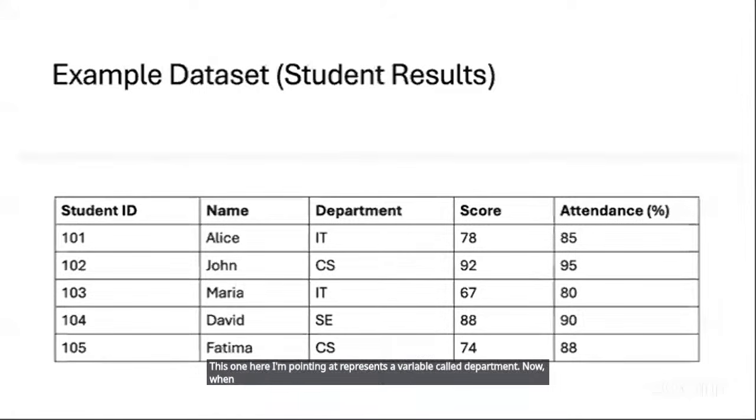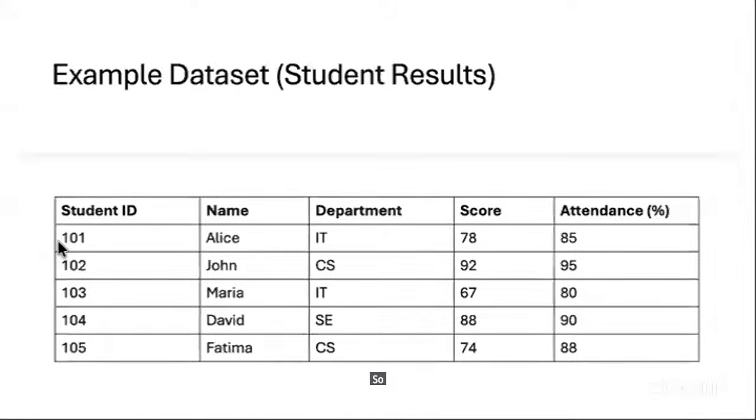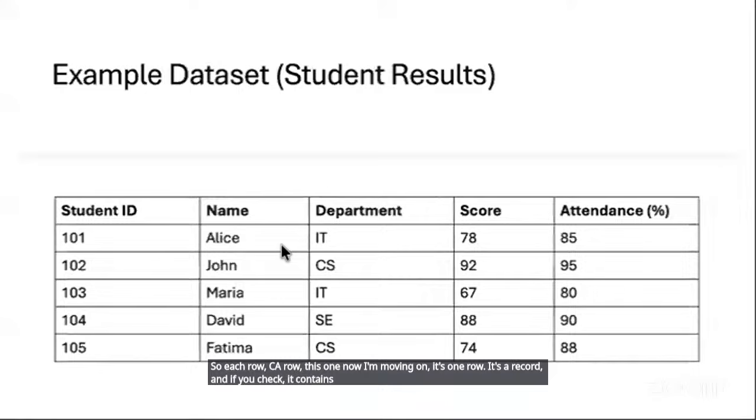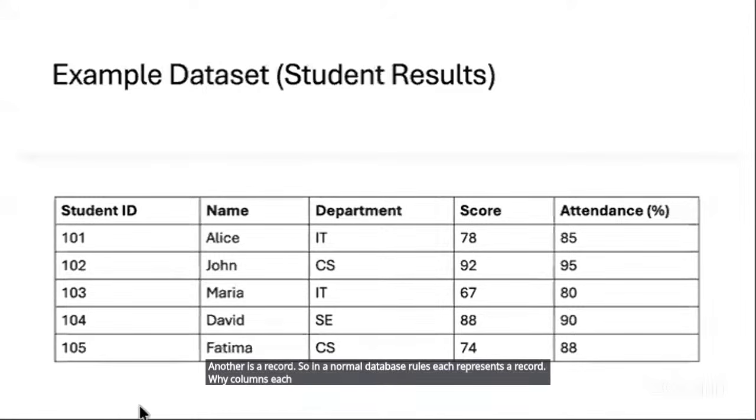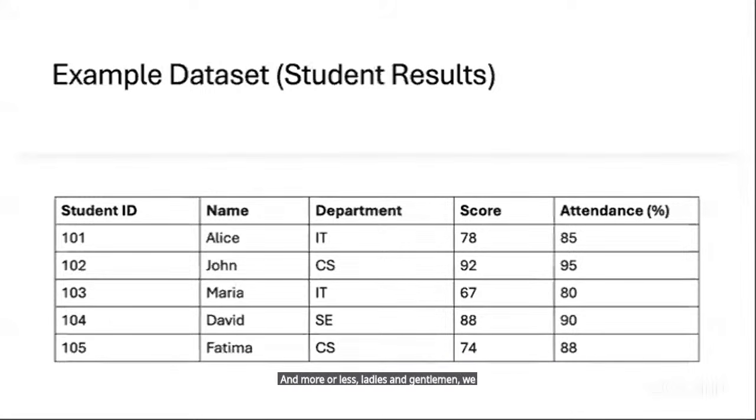Now, when you come to rows, each row represents one record. This is a fundamental, basic concept in database systems and database management. This one row is a record, and it contains all the possible information about a student, Alice. Another is a record. So in a normal database, rows each represent a record, while columns each represent a variable. And we use this database that you are looking at now more or less throughout the lecture.